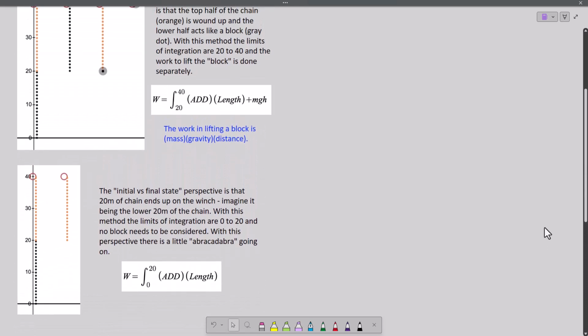Physics people tend to be more inclined to do this, and math people tend to be more inclined to do that, but it's interesting to look at the differences between the two and see that it doesn't really matter. You could imagine the lower chunk of links being magically flown to the top. That's the final state, that 20 meters of chain are up at the top. So both will work. All right, let's stop there.